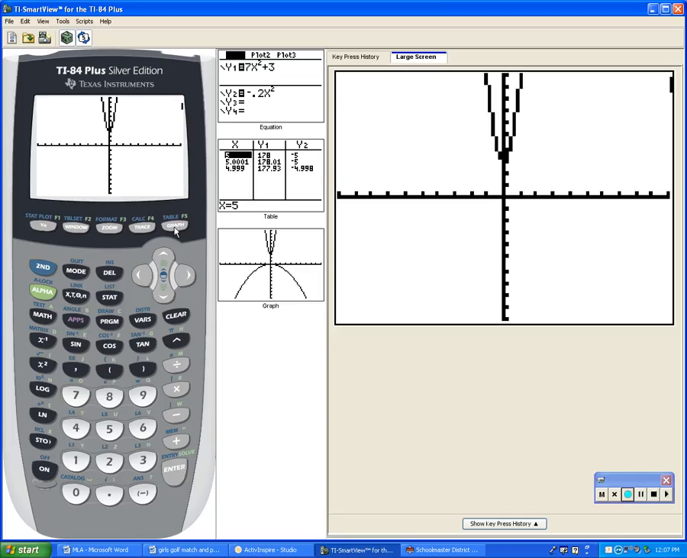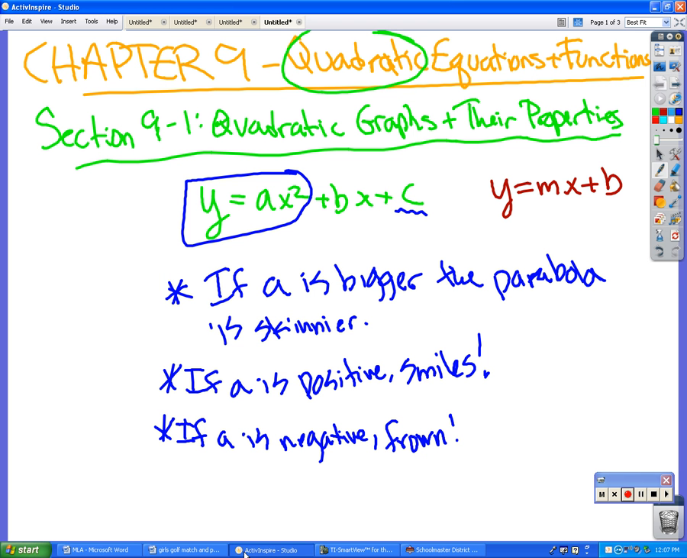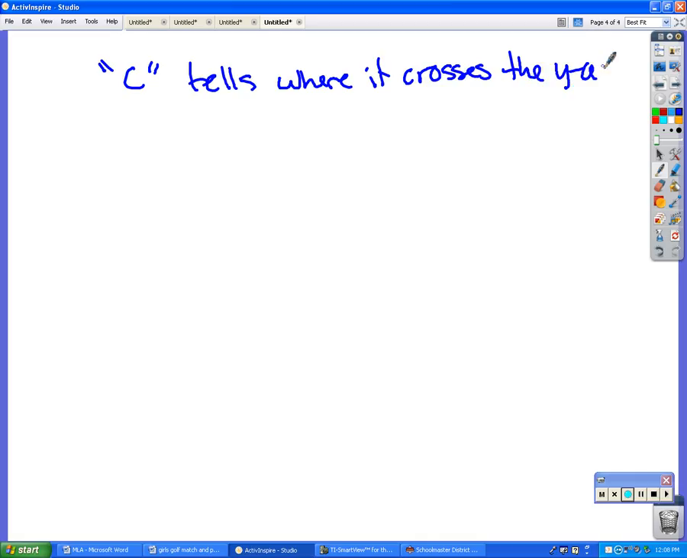Okay? So the moral of that story is, just like when we were graphing linear equations, the C tells me where it crosses the y-axis. Okay? And then, like I said, we'll mess with the B another time because that makes things very, very tricky. But we will get there eventually.